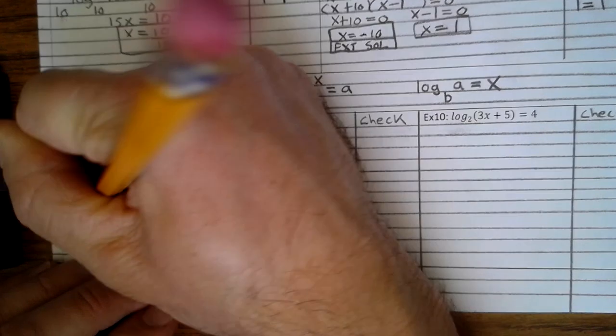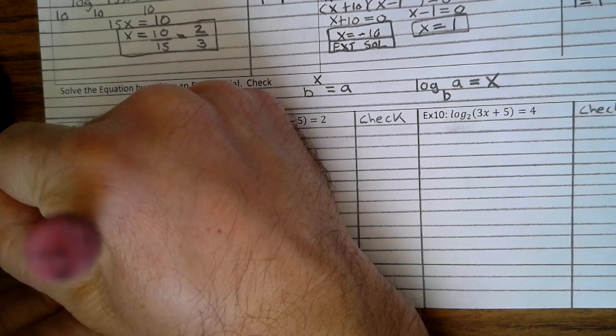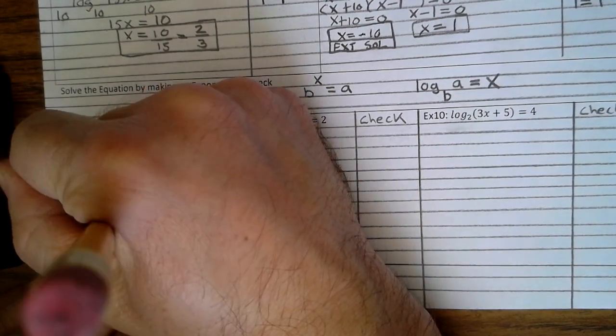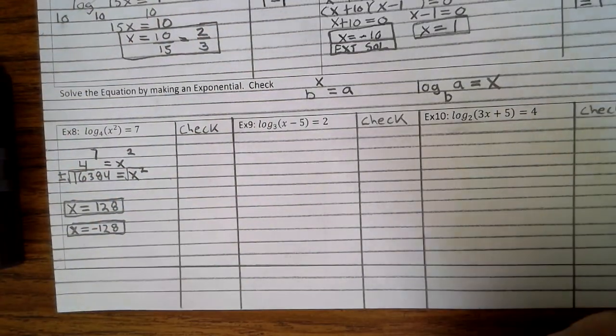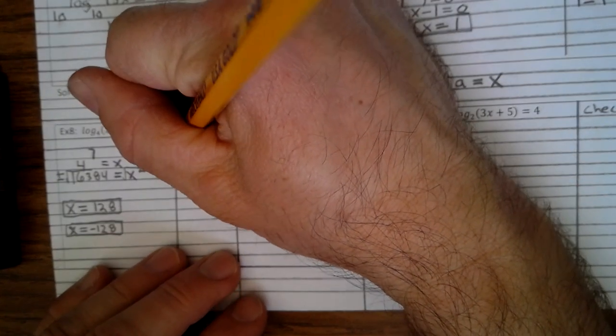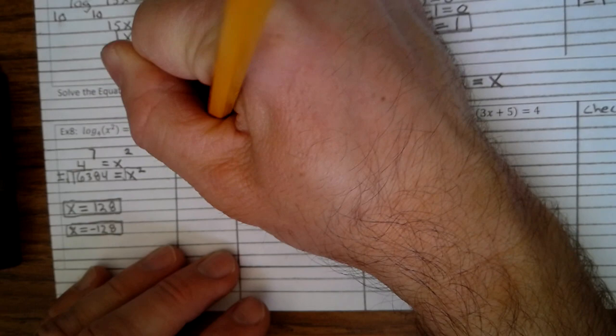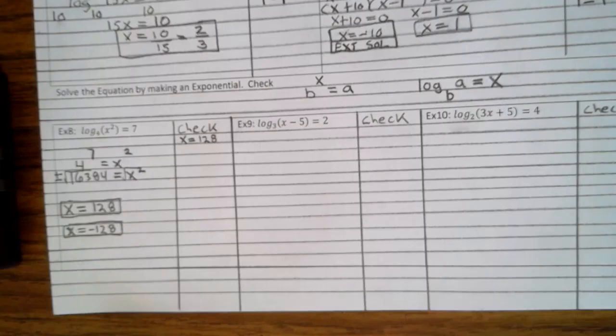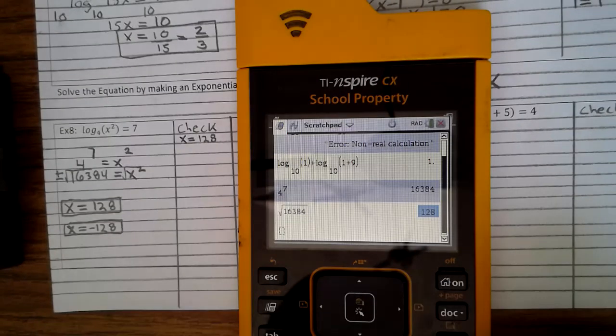All right, and let's go ahead and check that using our calculator. So let's check x equals 128 first. So log base 4 of 128 squared equals 7. So 7 equals 7. So this checks.